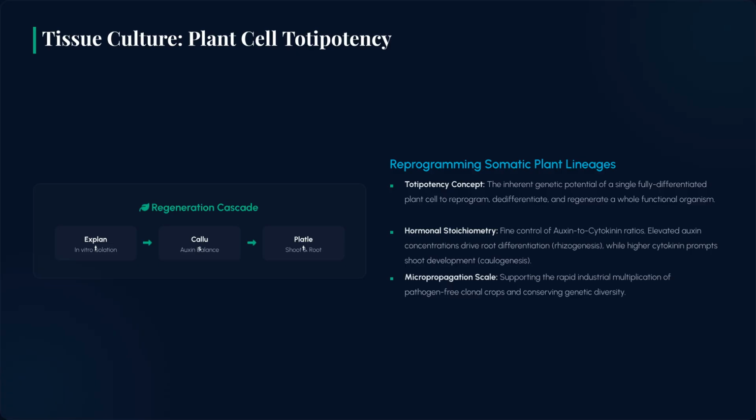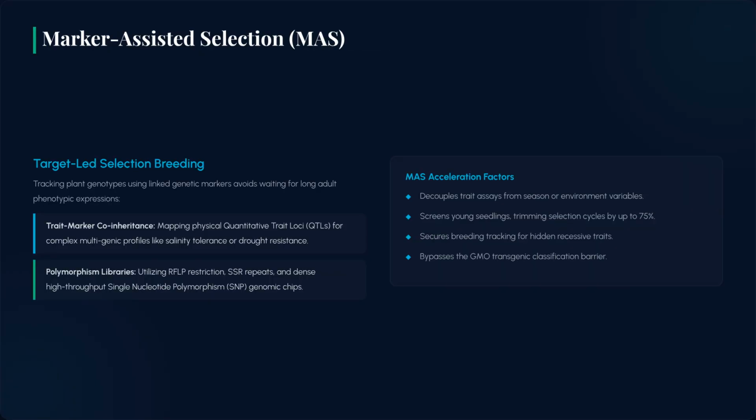In tissue culture, plant cell totipotency allows reprogramming of somatic plant lineages. This regeneration cascade, controlled by hormonal stoichiometry, supports micropropagation for producing pathogen-free clonal crops. Marker-assisted selection, or MAS, accelerates breeding by tracking plant genotypes using linked genetic markers. It decouples trait assays from environmental variables and bypasses the GMO classification barrier.